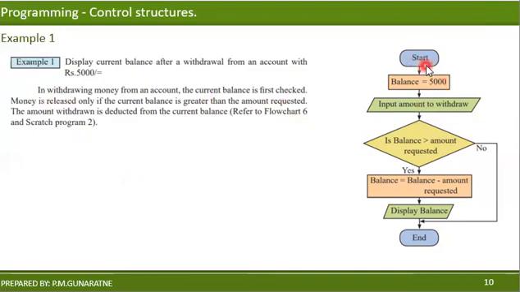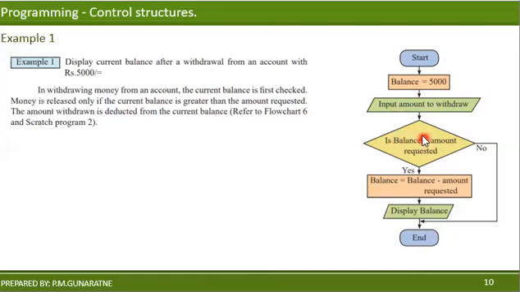Then we start. In the start, we have the balance. We have to have the balance. That means currently 5,000 rupees are there in the account, right? Then we ask for the input, the amount to withdraw, right? Then the user will enter the amount he wants. Let's say 4,000, right?